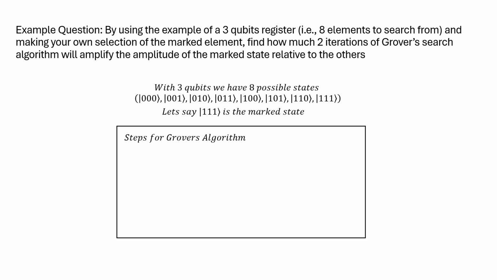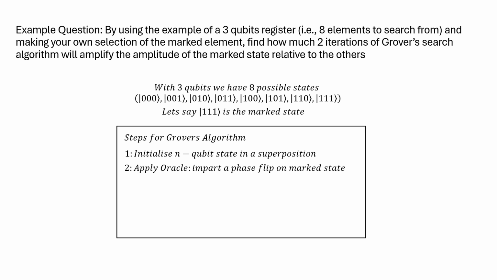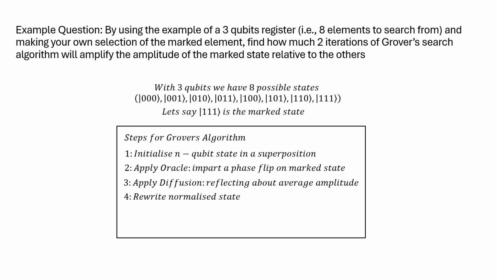The steps for Grover's algorithm are: first, initialize the n-qubit state in a superposition; then apply the oracle, which will impart a phase flip on the marked state; apply diffusion, which will reflect about the average amplitude; then rewrite the normalized state; repeat as many times as we need, so in this case 2 times; and then measure the state and see how likely we are to get the marked output. So the first thing we're going to do is set up our superposition.